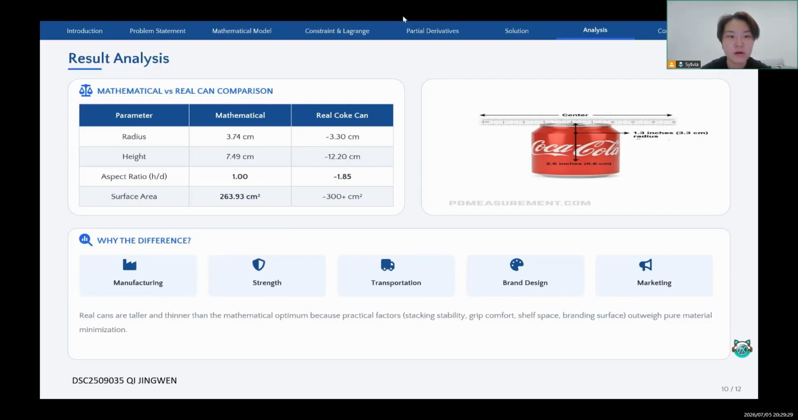DSC2509035. I will talk about our project results, real-life uses, weaknesses, improvements, and final conclusion for the drink can optimization project. Let's start with slide 10, result analysis.